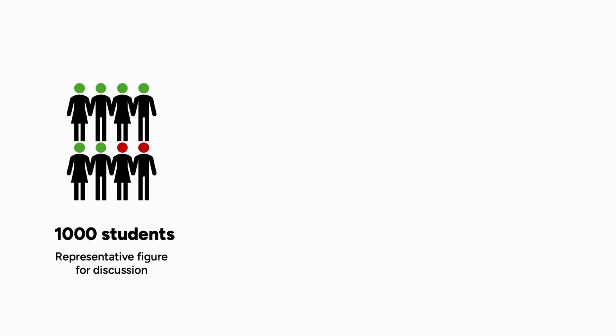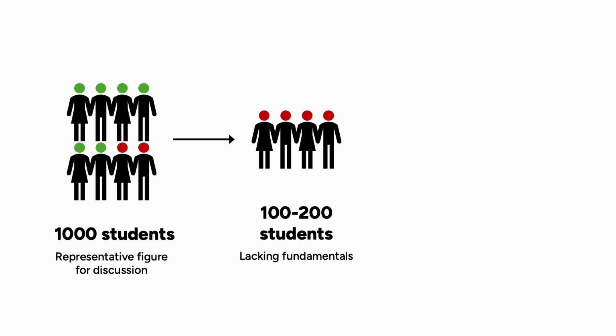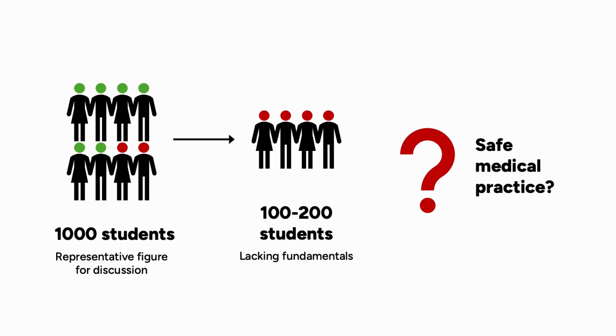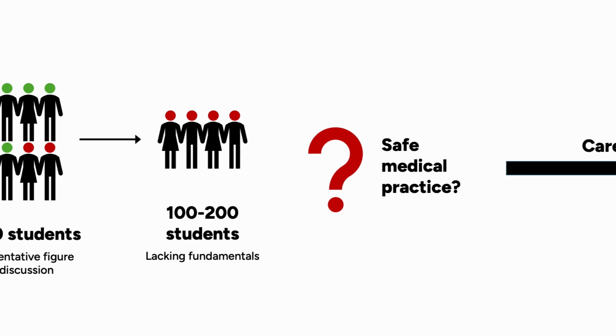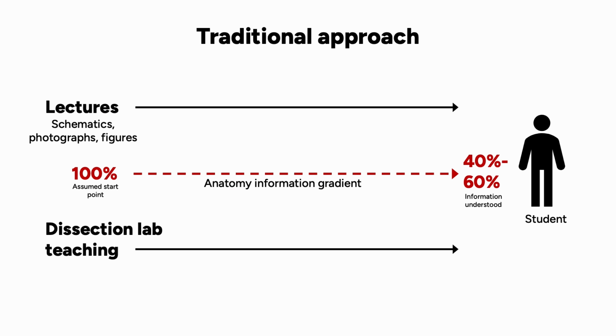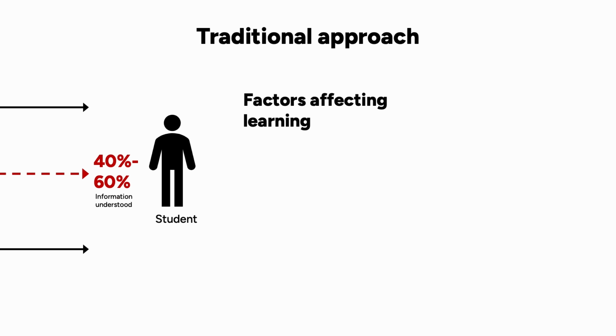So, doesn't this raise a red flag on how much anatomy our students actually know? If we take a population size of 1,000 students for the sake of discussion, and if we assume that around 100 to 200 of these students have not understood these concepts effectively, wouldn't this raise a question on safe medical practice as these students advance in their medical careers? If we focus on student factors and see how they further decline the quality of learning, there are a few I'd like to talk about. And the most important one is spatial ability.